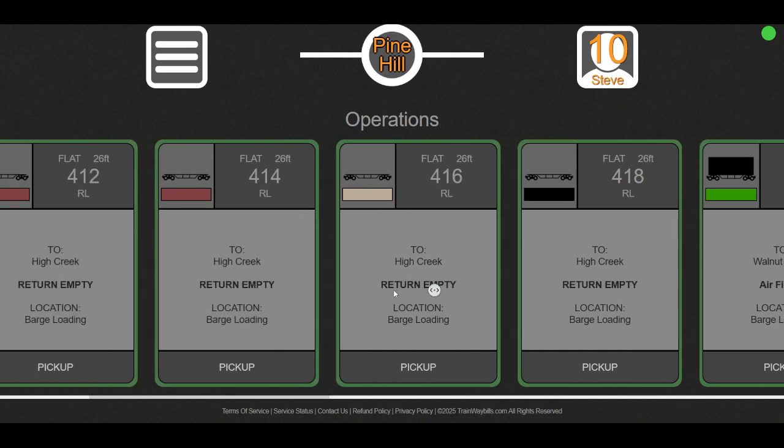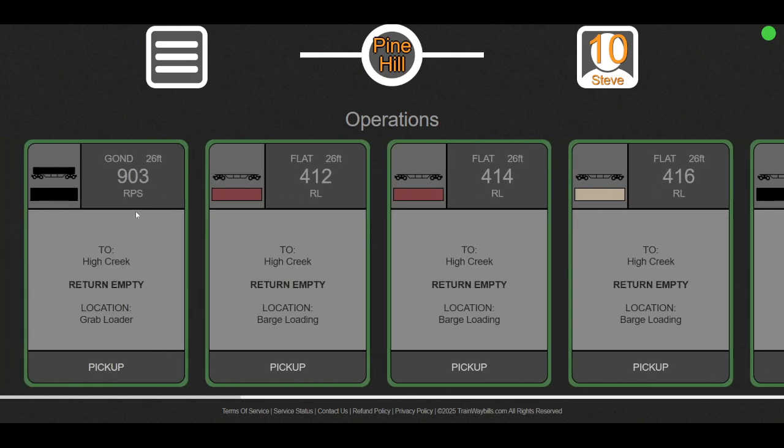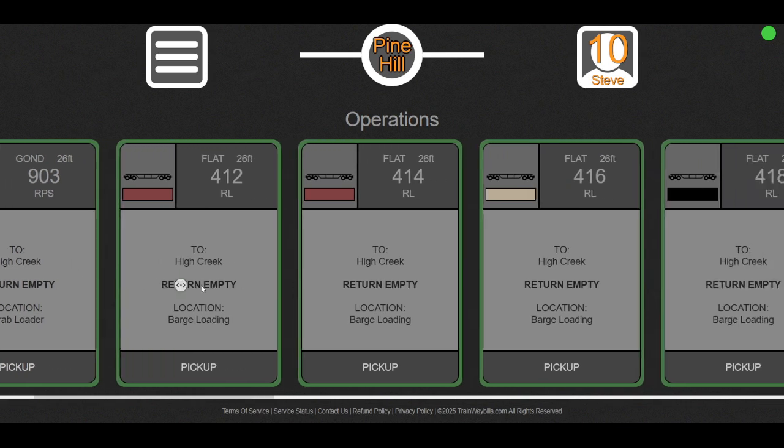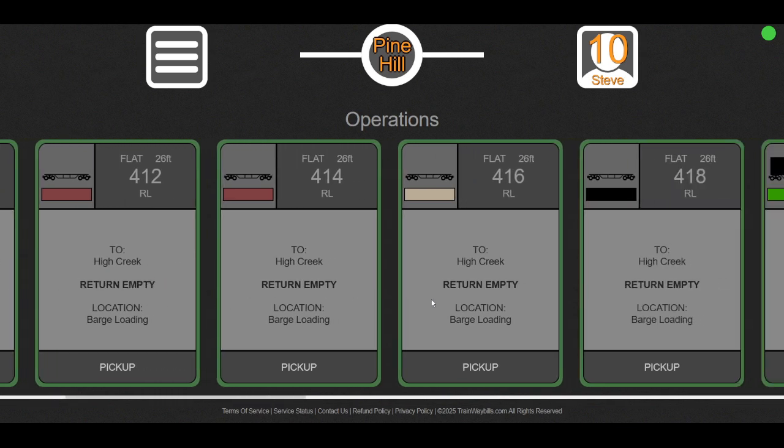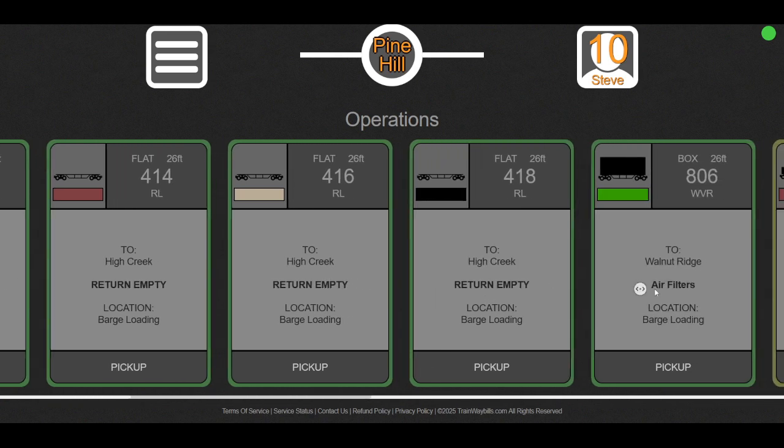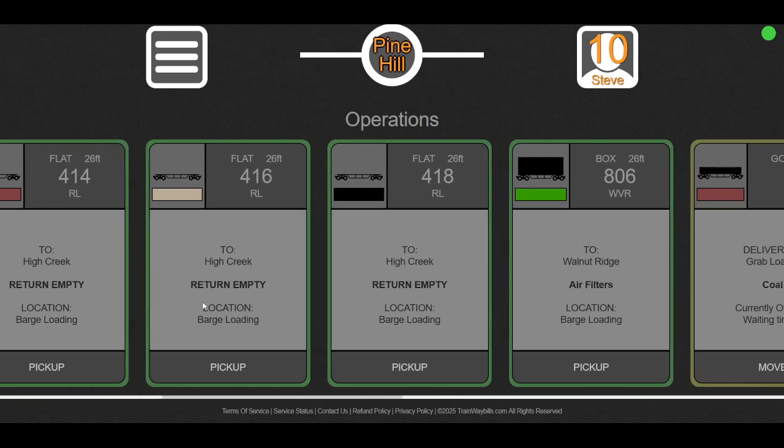So we're going to have a quick look at what we have to do here. Now, we have a gondola here that's going to High Creek. Well, that's a westbound. That's in the grab loader. So we'll consider pulling that if we need to. As you see, we've got 1, 2, 3, 4, 5 cars in the barge loading track.